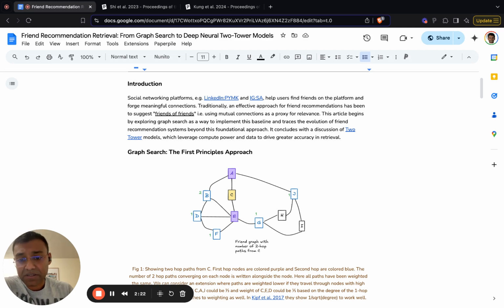And in addition, you can try to see how many paths lead to each candidate here. So for instance, for B, there are two paths of length 2 leading from C, but for J, there's only a single path. So one approach is, let's just call it mutual friend count. One approach is to find all options with at least one mutual friend, and then between these options, choose the ones which have more mutual friends.